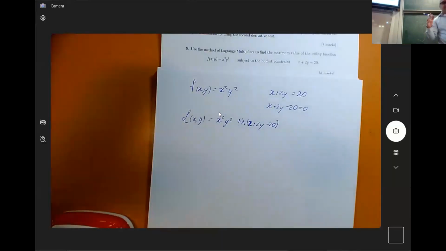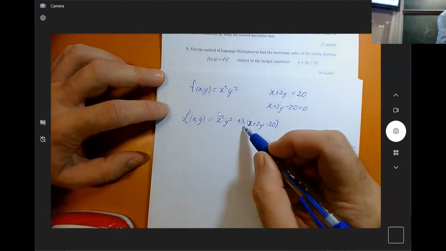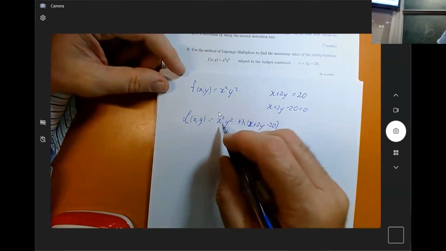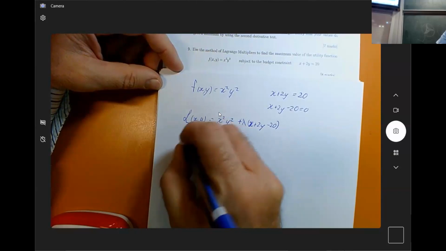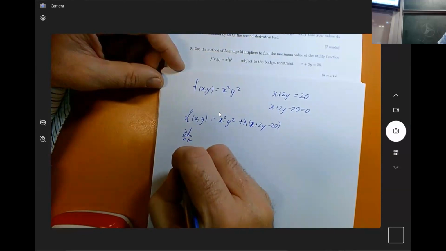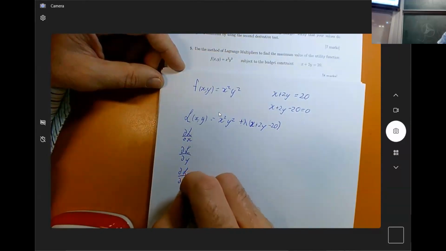I'm going to refer to the notes occasionally just to make sure I'm doing the right thing, because while there are some slight differences, if we do this in the correct way, there's an interpretation for this value of lambda if we were to find it. We're going to find what they call the first order conditions: the partial of the Lagrangian with respect to x, with respect to y, and also with respect to lambda.